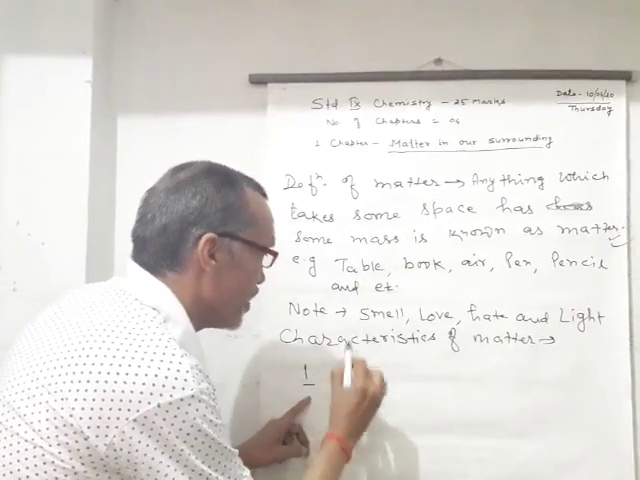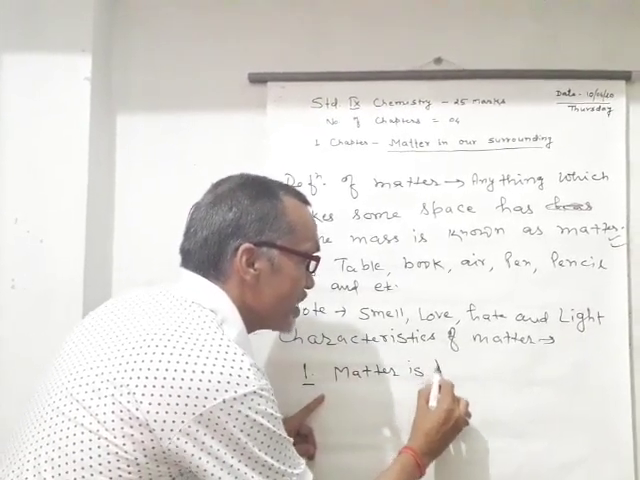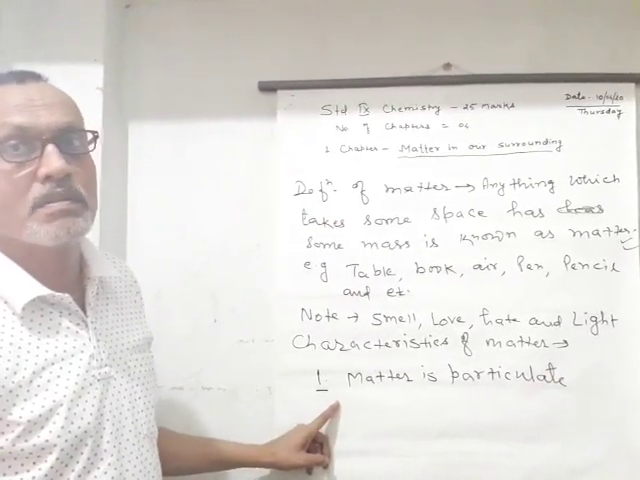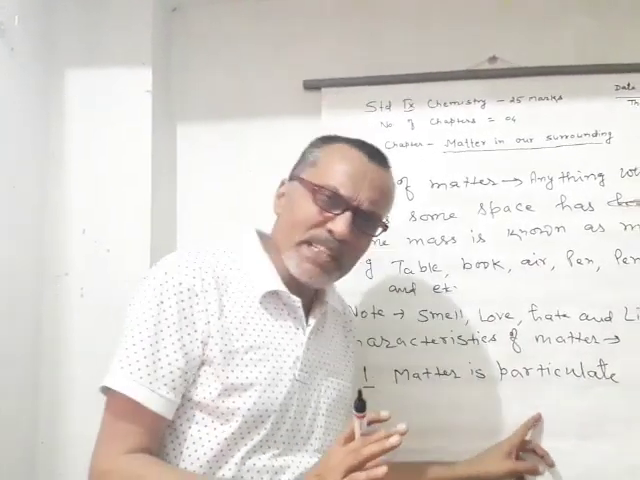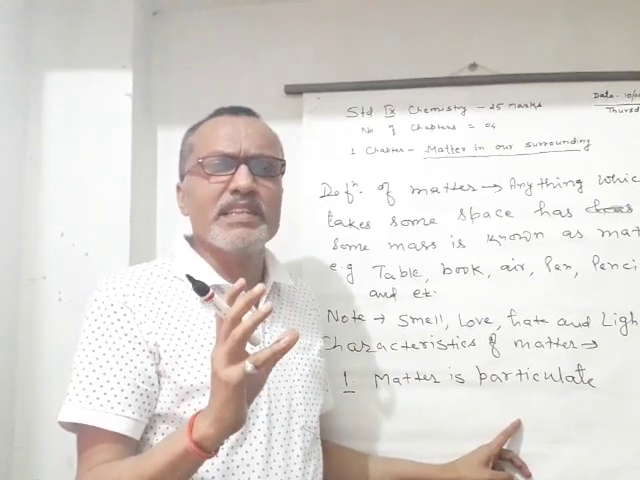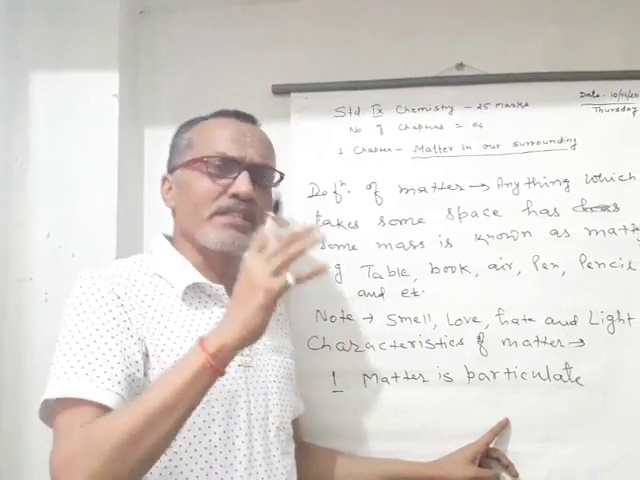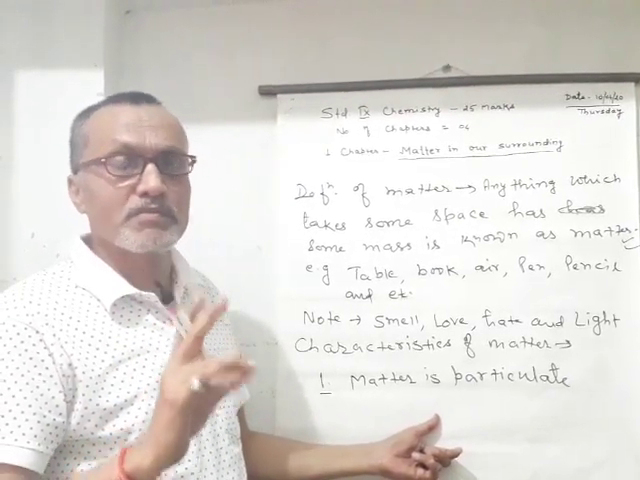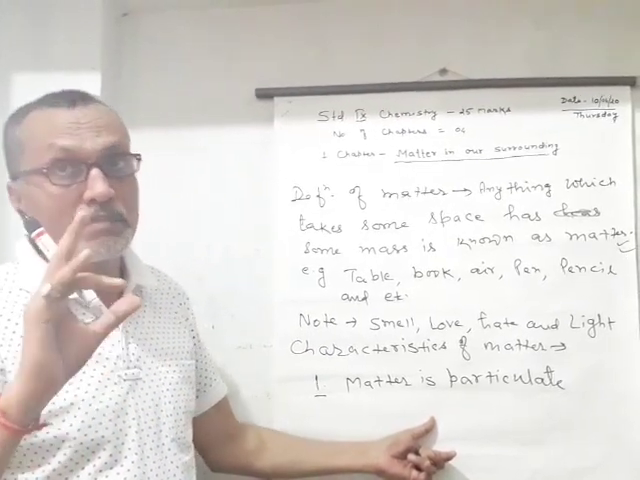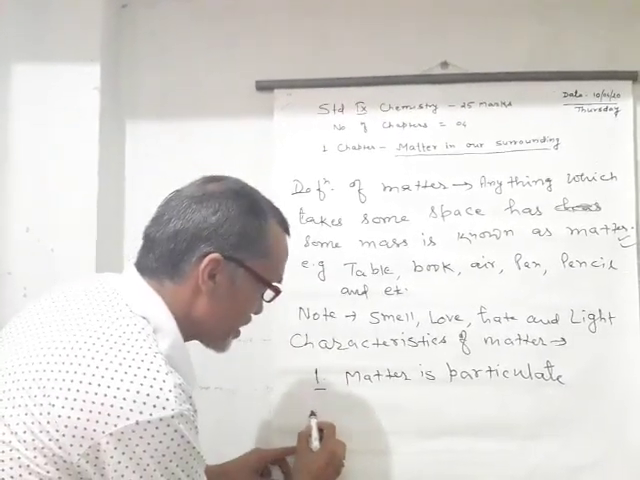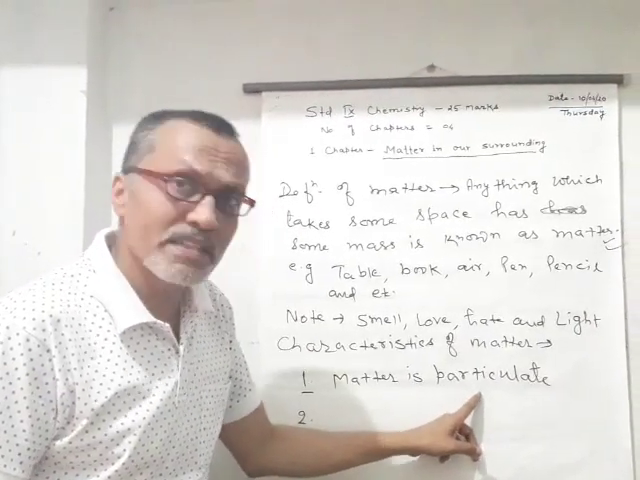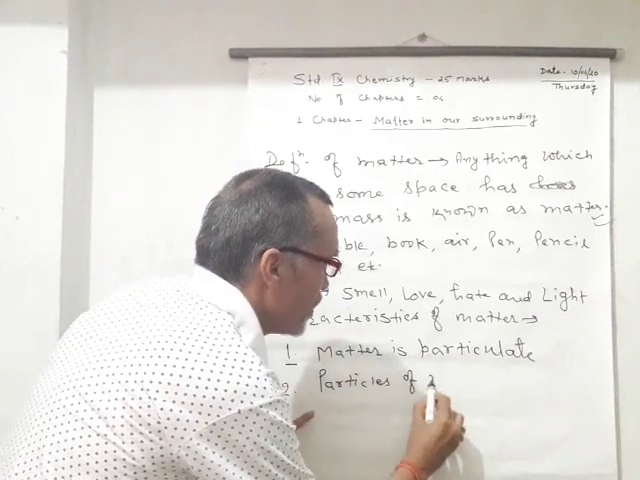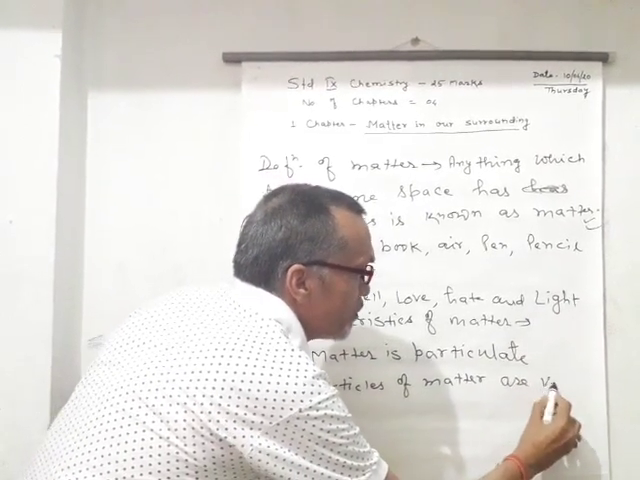So, in the characteristics of matter, you shall write the first point: matter is particulate. It means matter is made up of particles. So many experiments and activities suggest that matter is particulate. I will explain some activity from which you can conclude that matter is particulate. But later on, the second characteristic: these particles of matter are very small. So you can write, particles of matter are very small.